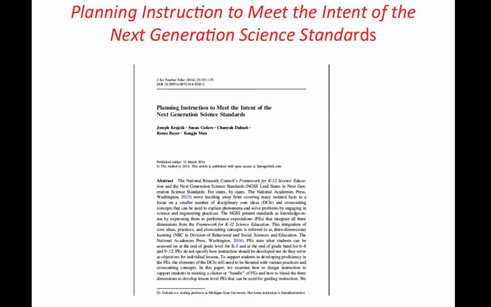The process that I developed for this session originated from this particular journal article, Planning Instruction to Meet the Intent of the Next Generation Science Standards. You can see the author, Joseph Krajcik, and a few others. I just wanted to acknowledge that although the steps in this process are different than the ones in this paper, the paper has like a 12-step process. In some cases I combined some steps and then added in a few other things so that it would work in the context of our professional development event.